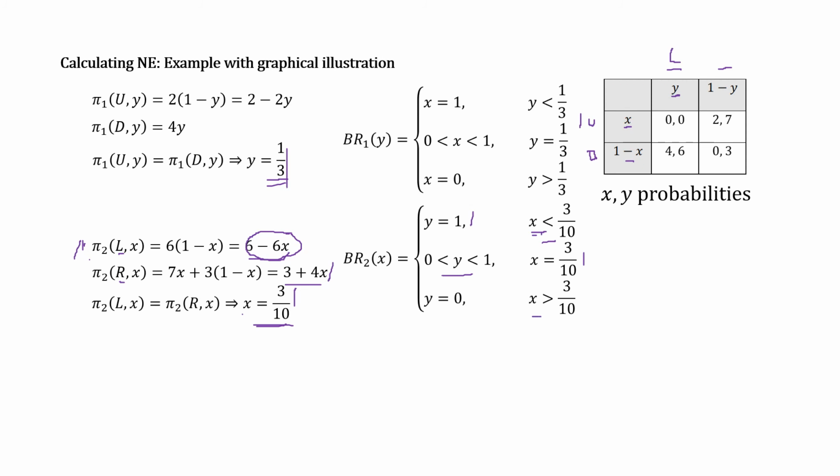Finally, when x is greater than 3/10, then the payoff for playing right, which is 3 plus 4x, is more than the payoff when playing left. So agent 2 should pick right. Hence, 1 minus y should be equal to 1 if the agent picks right all the time. So y equals 0. This is when x is greater than 3/10.